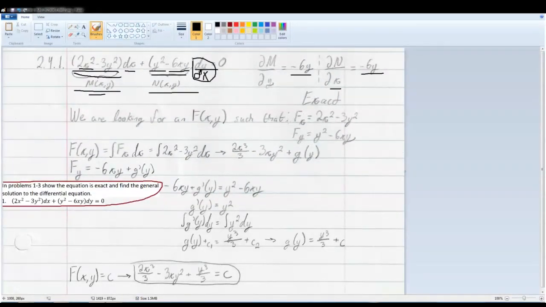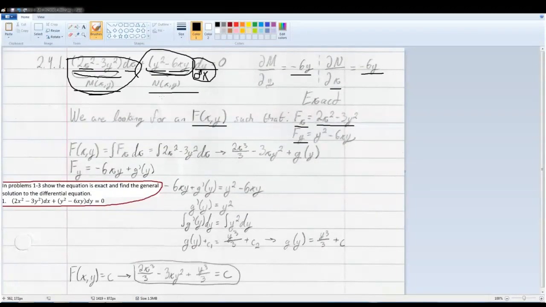Hopefully. And so what we're looking for, and that's kind of the definition of exact, is a single function in terms of x and y which has a partial derivative in terms of x equal to 2x squared minus 3y squared. If you notice, that's our first term. And then it has a partial y derivative of our second term. And so basically, to check if it's exact, you swap the x and y to partially derive.